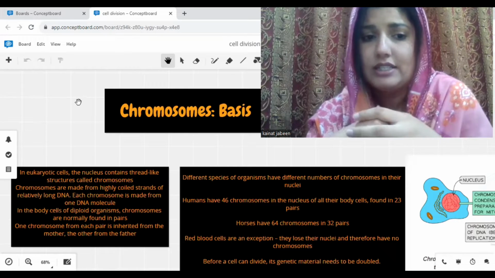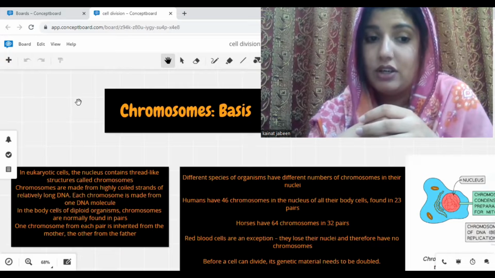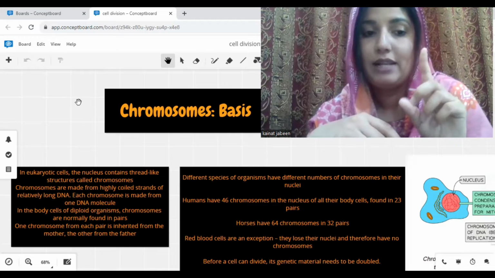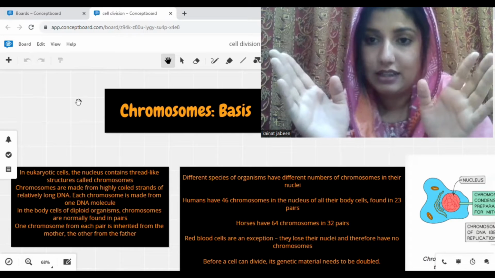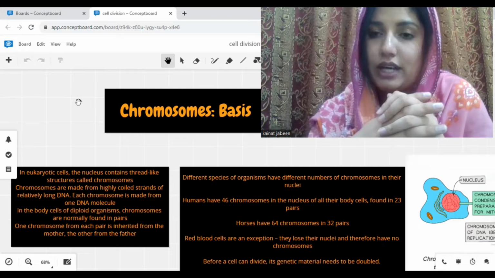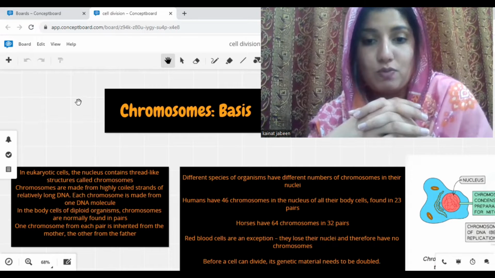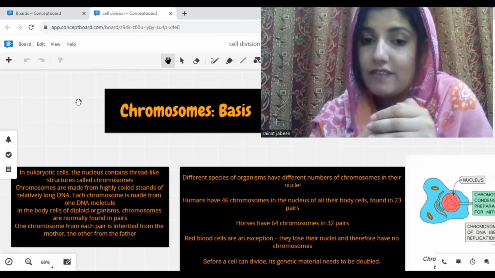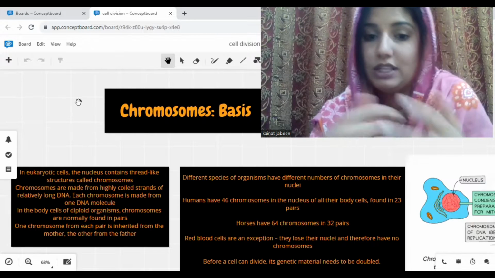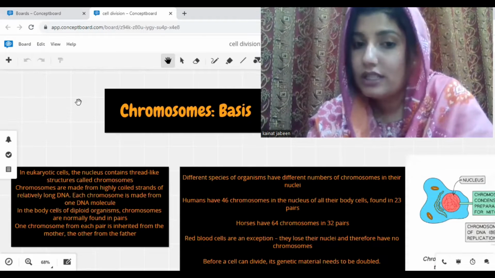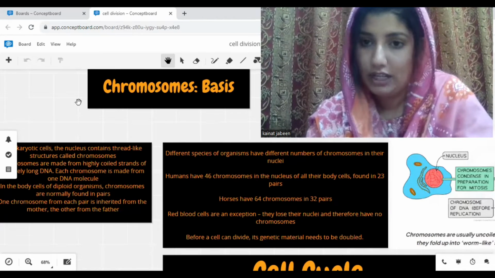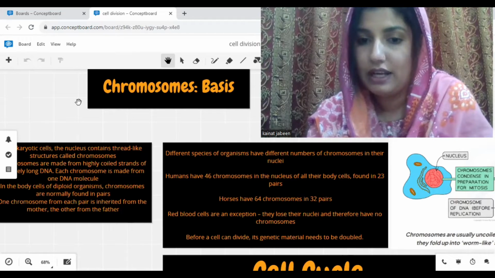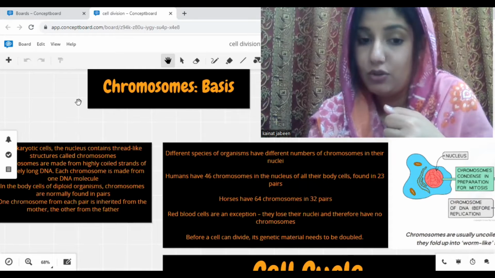In the body cells of diploid organisms, chromosomes are normally found in pairs. But when we talk about a haploid cell, only a single chromosome is present. As we know, humans have 46 chromosomes in total, meaning 23 pairs. Horses have 64 chromosomes, meaning 32 pairs. All cells have a nucleus and contain genetic material except red blood cells. Red blood cells lose their nuclei and therefore don't have any chromosomes.